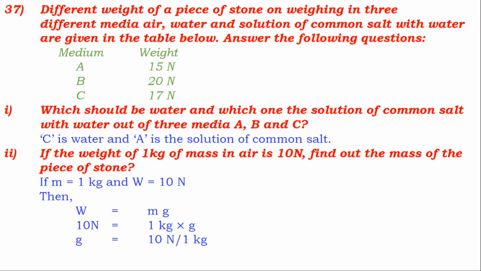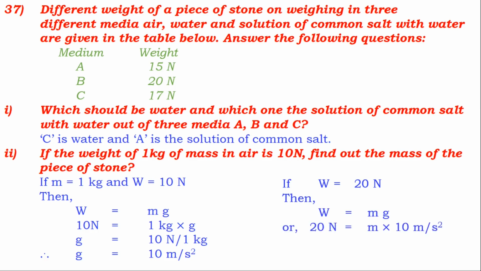It is 10 Newton by 1 kg, which means 10 meter per second square according to this value. Now we have to calculate the mass of the weight 20 Newton. That's why W equal to 20 Newton. Then W equal to mg, we know 20 Newton is equal to m into 10 meter per second square, and mass of that body will be 20 Newton divided by 10 meter per second square is equal to 2 kg. Directly we can use unitary method also, but it will be better to have this W equal to mg because this is an important relation in science.